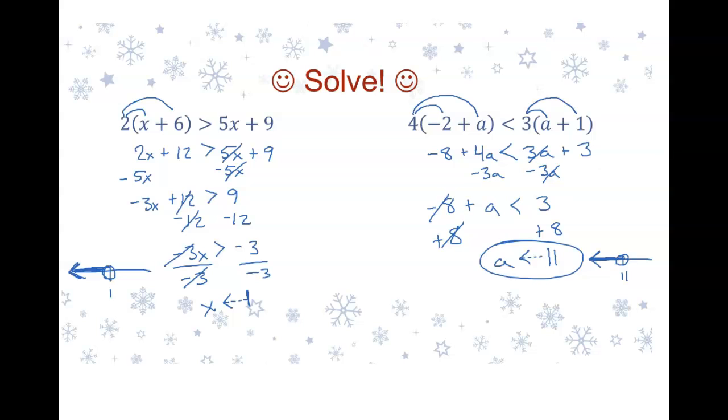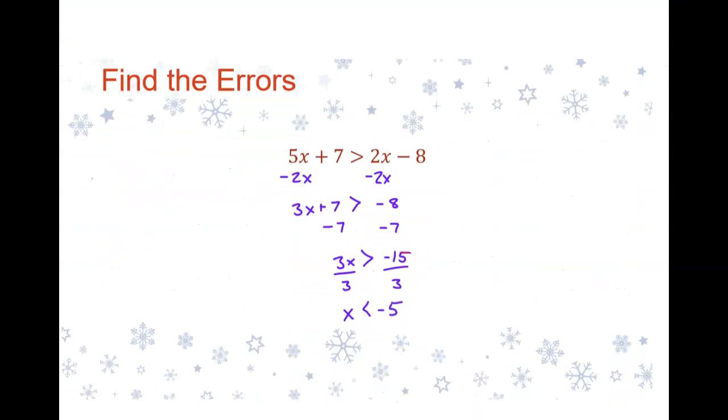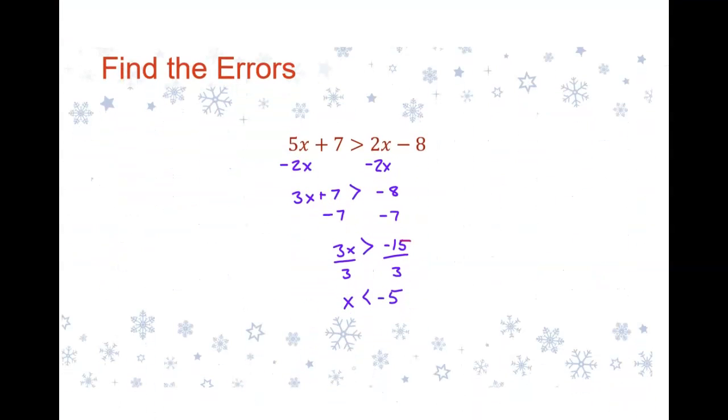Okay, so now we figured out how to solve with the variable on both sides, how to solve it with parentheses, we're going to look at some problems that someone else solved and find the errors in them. So here's a solved inequality. There may be more than one error. So take a look at this, try to pause the video and take a look at the solving steps. See if you can figure out where they made an error.